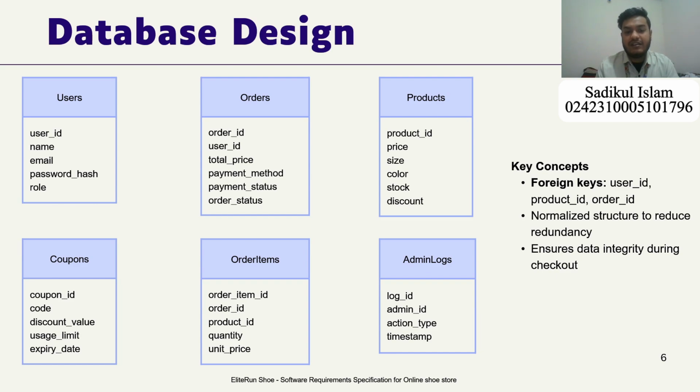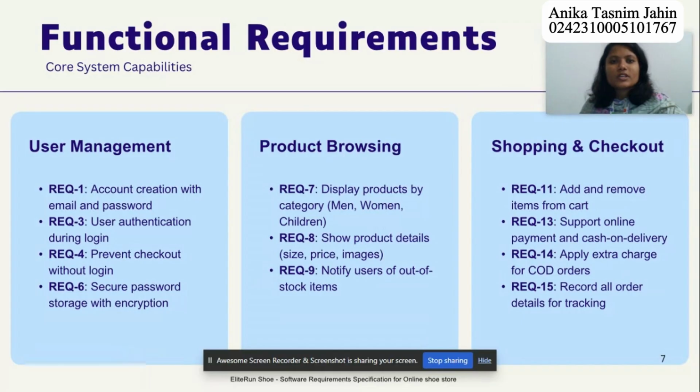Then, to link orders with products, we use the order items table. The coupons table manages discount codes with their values, usage limits, and expiry dates. Finally, the admin logs table keeps track of admin activities for security and monitoring. That's all my part. Now my fellow teammate will continue. Thank you.